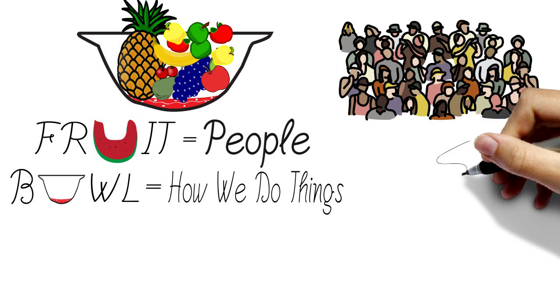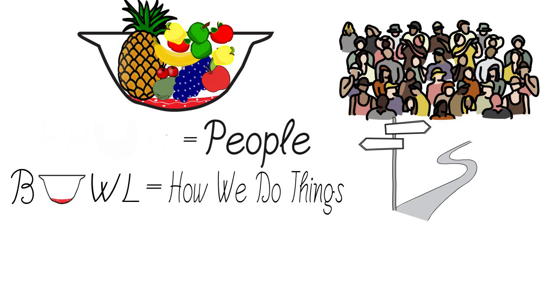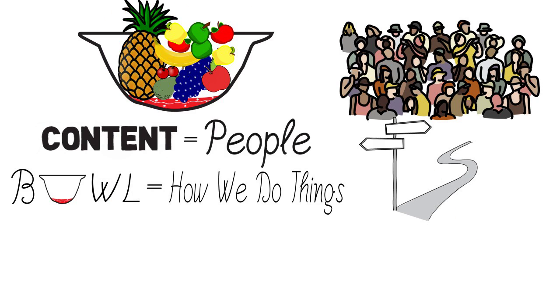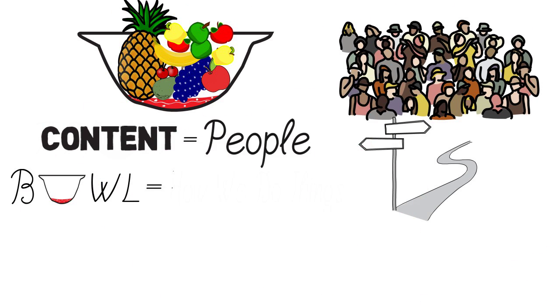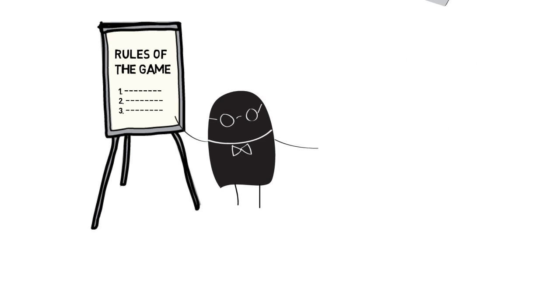Just like the fruit, all different types of people come together to work in a business. They come from all different walks of life. They are the content. Now, the bowl itself is called the context, or the container. So the container represents this is how we do things around here, and this is where the rules of the game come in.